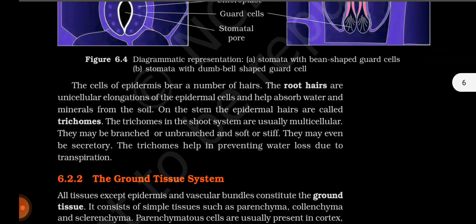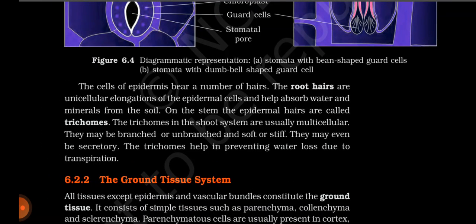The cells of epidermis bear a number of hairs. The root hairs are unicellular elongations of epidermal cells and help absorb water and minerals from the soil. On the stem, the epidermal hairs are called trichomes. Trichomes in the shoot system are usually multicellular and may be branched or unbranched, soft or stiff. They may even be secretory. Trichomes help in prevention of water loss due to transpiration.